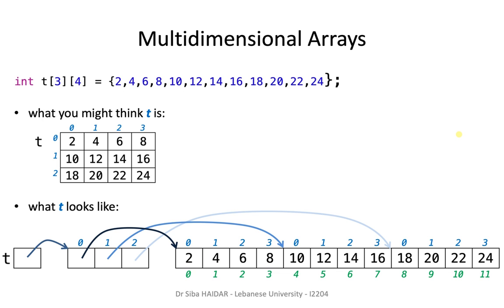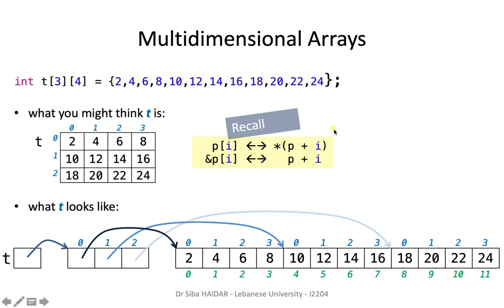In order to use the pointer syntax, let us recall the equivalent syntaxes we have seen in the beginning of this chapter. Whenever I write p[i], it is exactly equivalent to *(p+i), and whenever I write &p[i], it is exactly equivalent to p+i simply. So let us use this recall to evaluate t[1][2]. t[1][2], if you look here, this is t[1] and second column, which is 14.